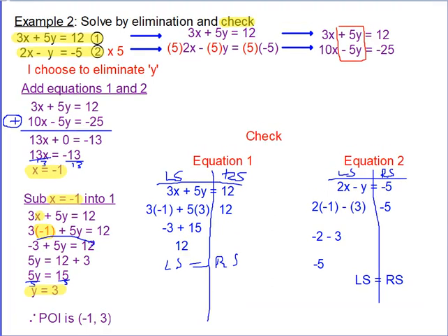So because the left side equals right side in both of the equations, that's how we know that we got the right answer. There's going to be scenarios you might find yourself in where it'll check out for equation 1, but it will not check out for equation 2. And that tells us that something went wrong in the math. It has to check out for both of the equations, and that's something to remember. Okay.